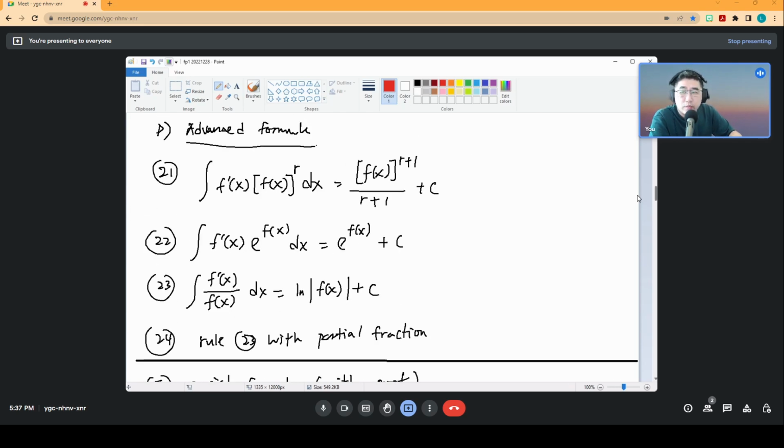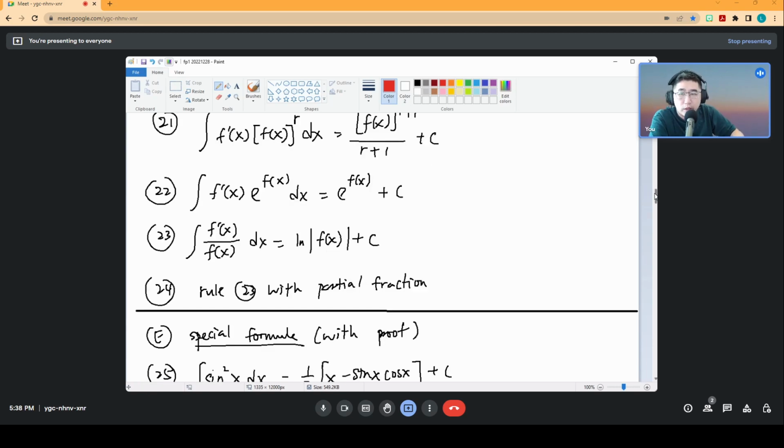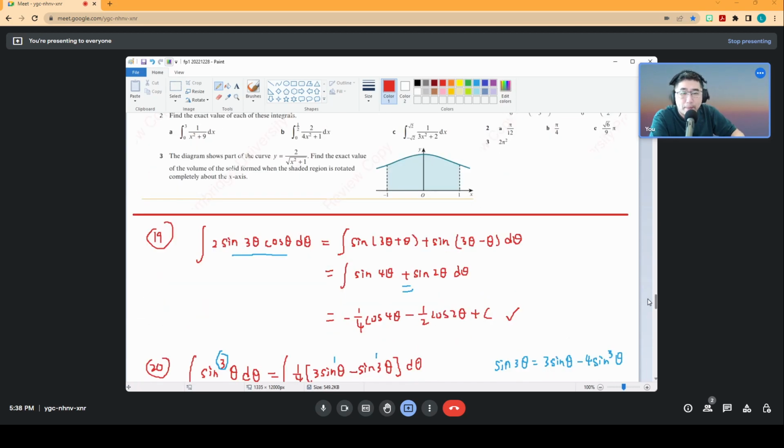Then comes the advanced formula. The advanced formula here is to recognize. You can see that there's an f(x) here. That means this f(x) can be in any form. It can be exponential, it can be log, it could be polynomial, it could be trigo. It can be in any form that is possible. So what you need to know is how to apply this rule here. For example, rule 21.